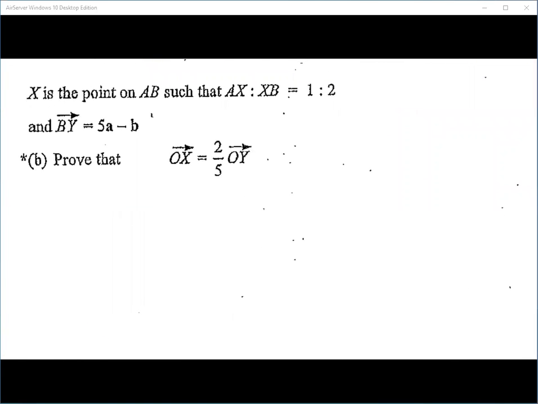Now, read the next part for us, please. X is the point on AB such that AX to XB equals 1 to 2 and BY equals 5A minus B. Prove that OX equals 2/5 of OY.